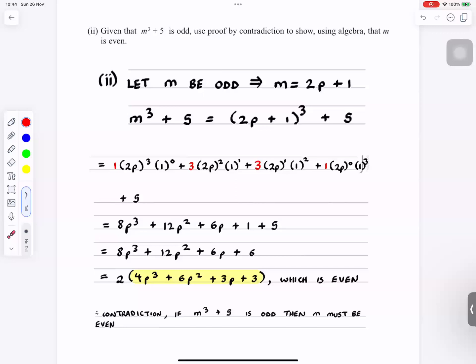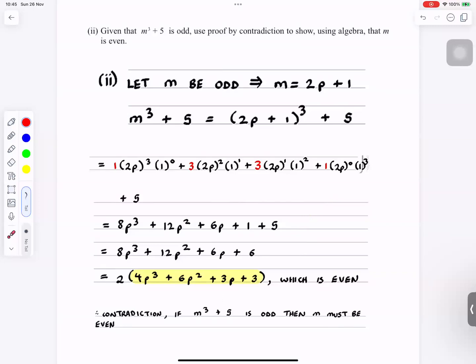The next part, given that m cubed plus 5 is odd, prove by contradiction. So if m is odd, we can use 2p plus 1 to represent m. So wherever we see m, we put (2p plus 1) cubed plus 5. Expand this cubic function. You use 1, 3, 3, 1, the numbers from the binomial triangle. And you get this expression when you expand it. And then when you add 5, you get a 6 there.